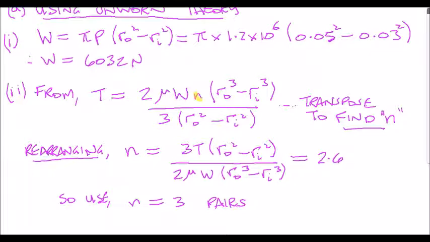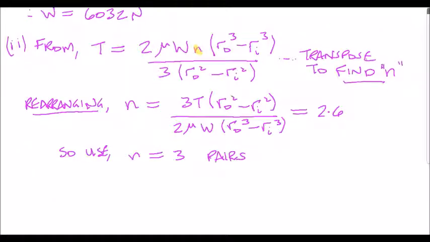We know theoretically it needs 6,032, and that 6,032 has helped generate the 2.6 pairs. But we're going to have to use 3 because obviously we can't use 2.6. So we actually need slightly less force applied if we're going to use 3 pairs. And we can just proportion that using the 2.6 to 3 ratio.